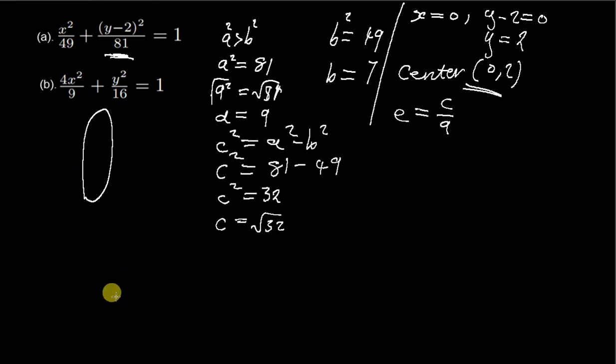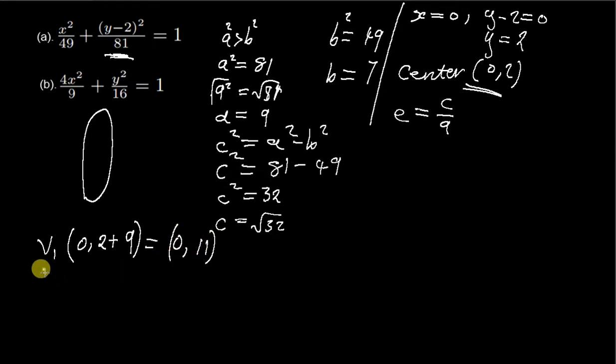For the vertices, from the center we're going to add A and subtract A from the y coordinate. So the first vertex, v1, is just going to be 0, comma, 2 plus 9, which gives us (0, 11). This is our first vertex.